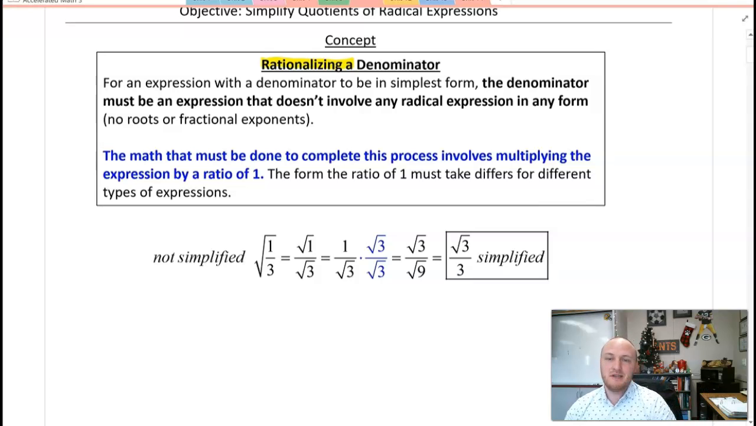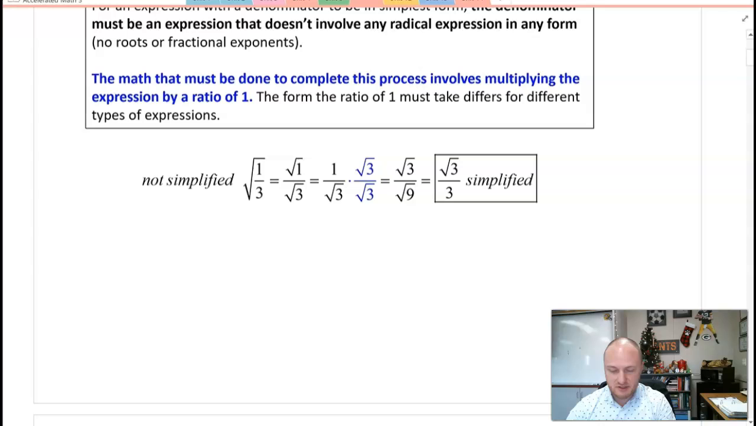So the math that must be done to complete this process involves multiplying the expression by a ratio of 1. I can manipulate mathematical expressions, but I have to do it within legal parameters. Okay, so here's an example of what we're going to be doing today. We have the square root of 1/3, and I want to simplify this. So I'm going to split my expression. So I have the square root of 1 over the square root of 3.